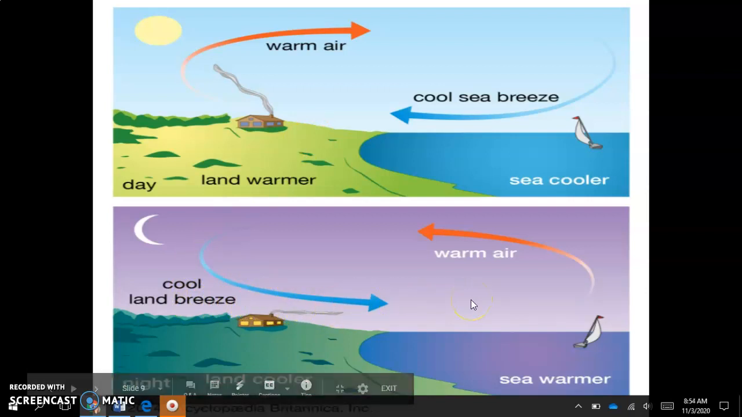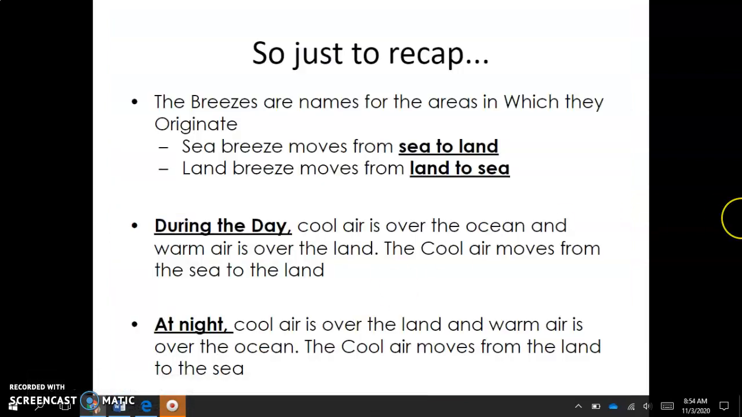towards the sea. So during the day, if you were to be facing the ocean, you would feel the cool breeze on your face. And then at night, if you were still facing the ocean, you would feel the breeze on your back. So just to recap, the breezes are named for the areas in which they originate.